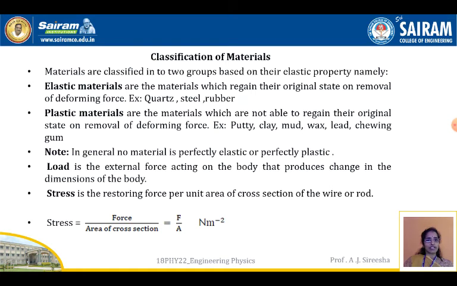That means whatever shape they have got is fixed. When there is a change in shape, it will be fixed. Whereas elastic materials come back to the original shape. So this is the difference between elastic and plastic materials. Next, note that in general, no material is perfectly elastic or perfectly plastic.